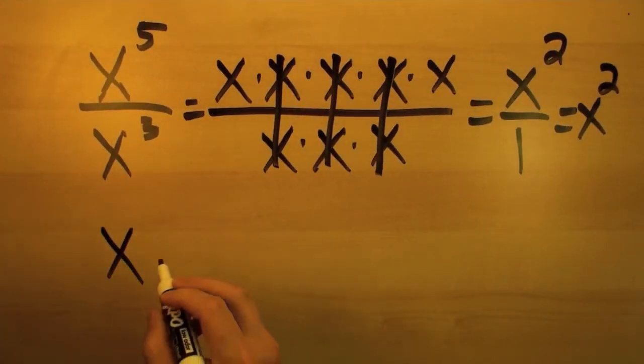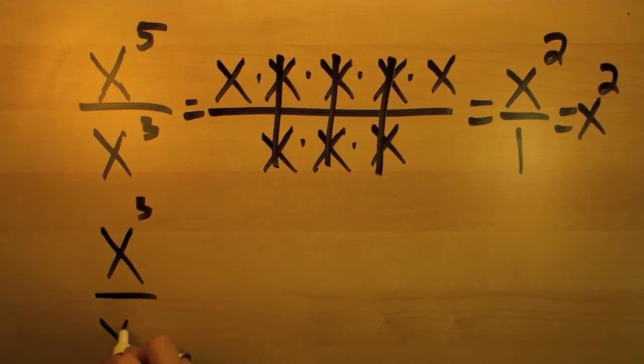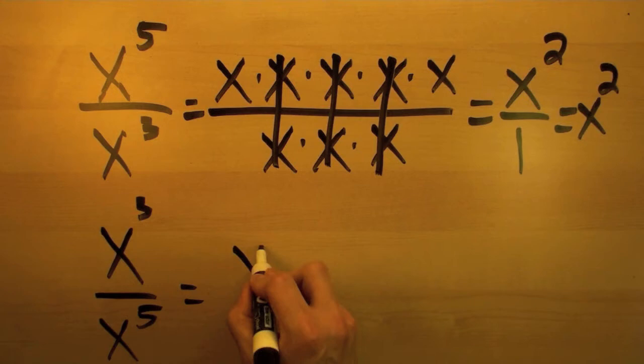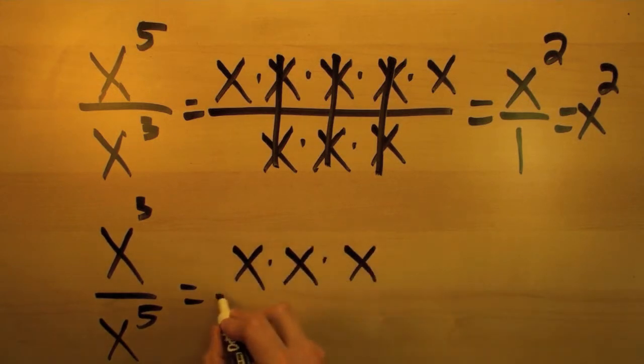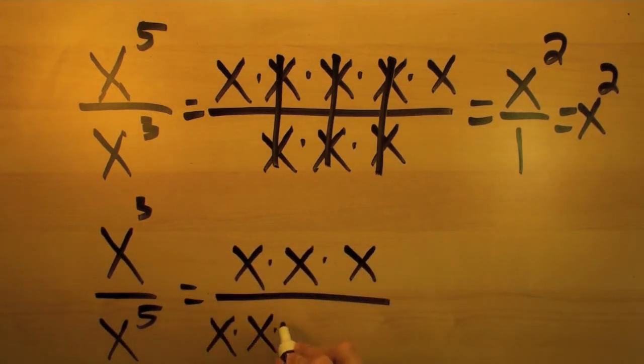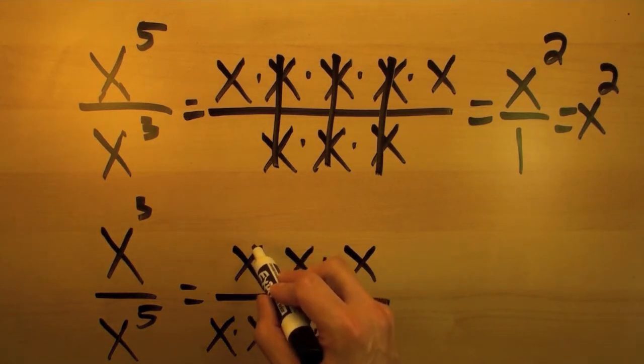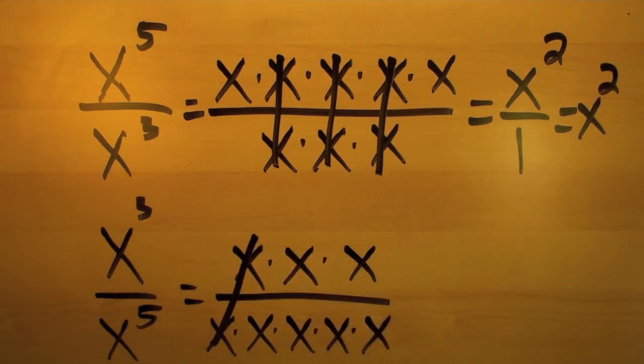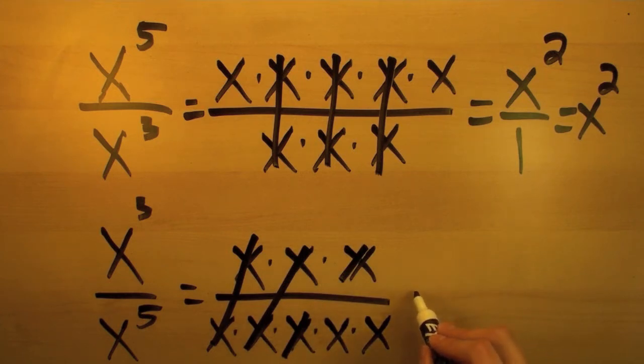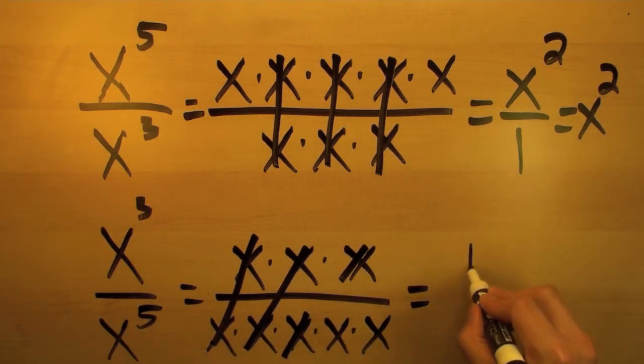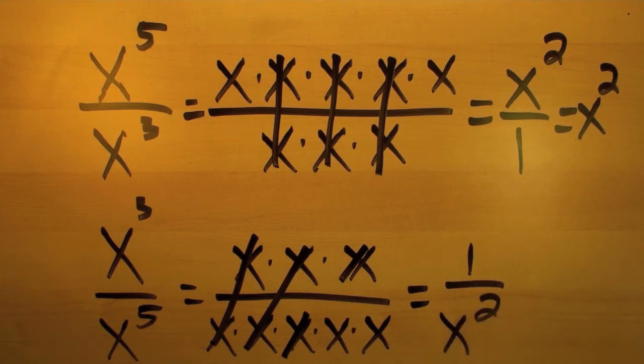Likewise, x cubed over x to the fifth will be x times x times x, and on the bottom we have 5 x's multiplied out. So when we go through and cancel here, we divide the top and bottom by x, that goes away, divide the top and bottom by x, that's gone, and then one more is gone, leaving us with 2 x's in the bottom, or 1 over x squared.